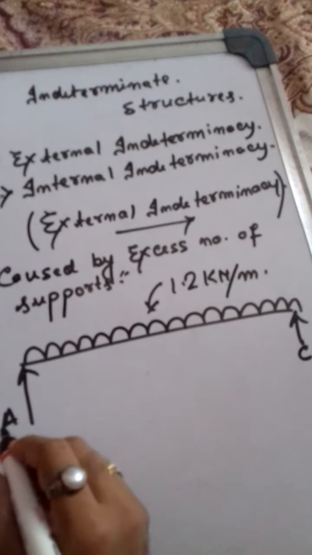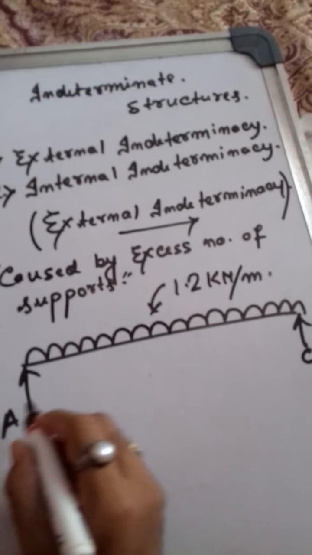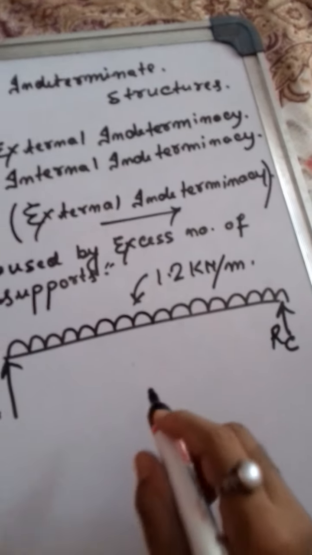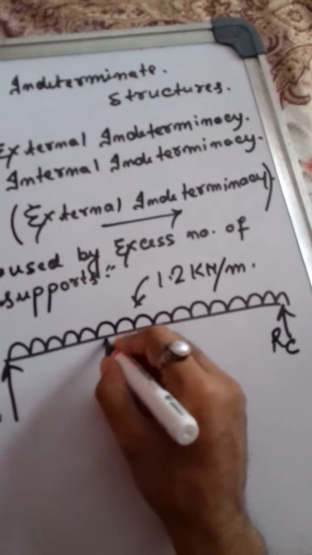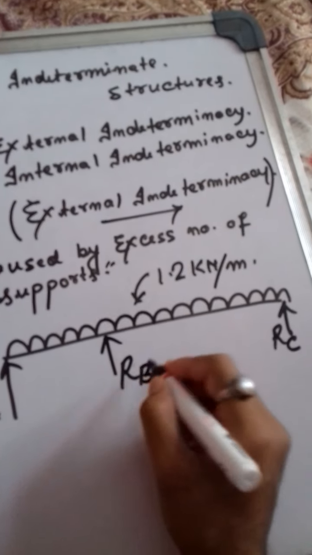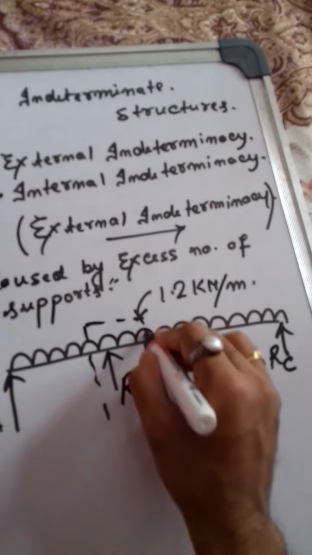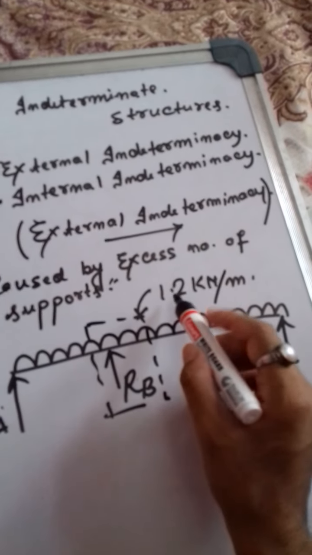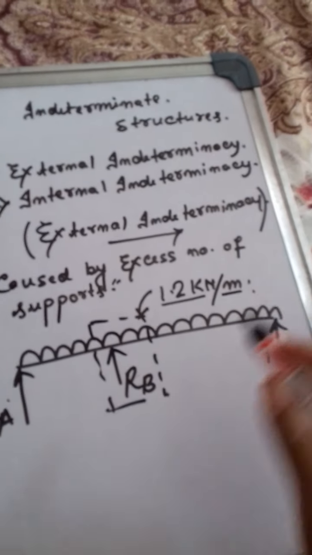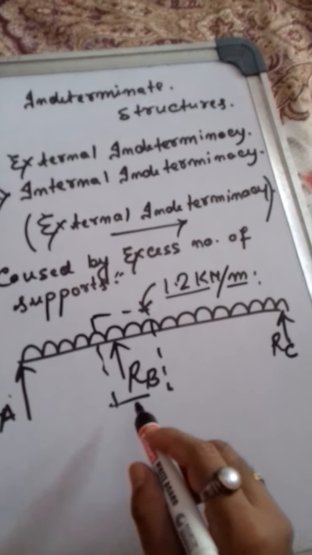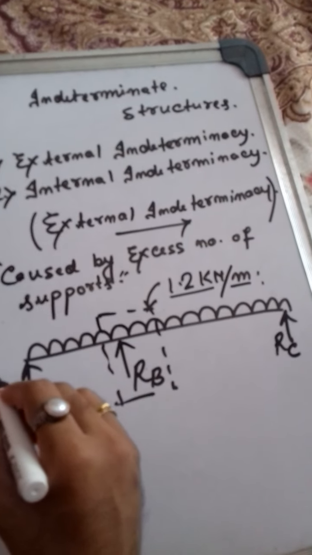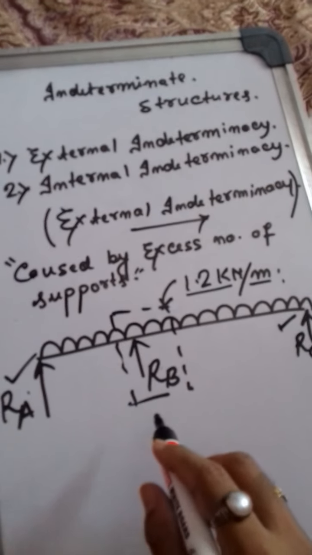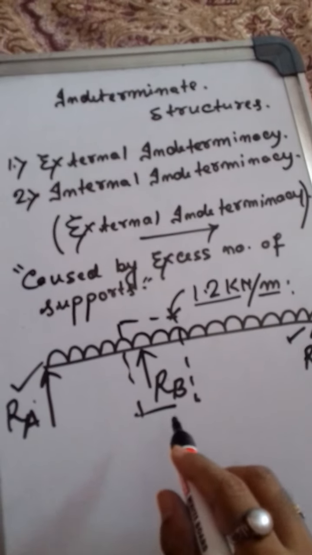But to reduce the reactive forces at A and C, that is RA and RC, somehow you introduce a support, that is support B. So see, here B is an extra support. You don't need B because the magnitude of force is very less. It is only 1.2 kilonewton per meter. But you are introducing support B to reduce the reactive forces RA and RC. Then this structure is an externally indeterminate structure.